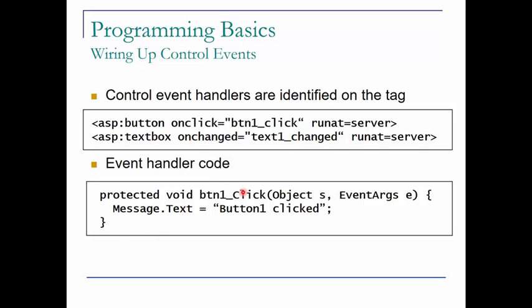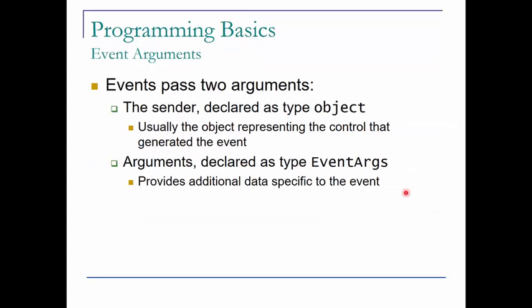This is an example of that button click. In button click, again we have object S and event arguments E. In this case, S is basically the button itself, and event arguments provide some extra information to handle that event.